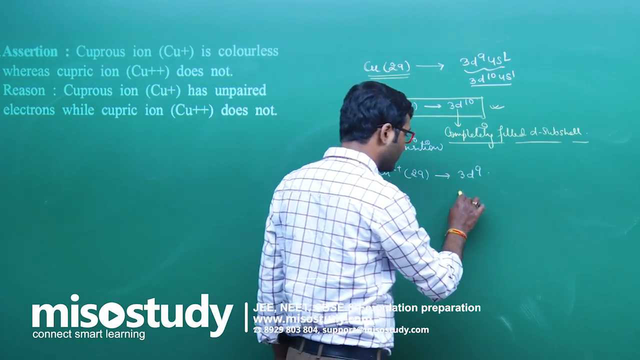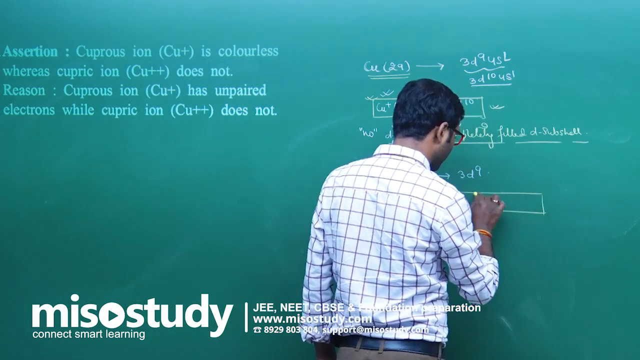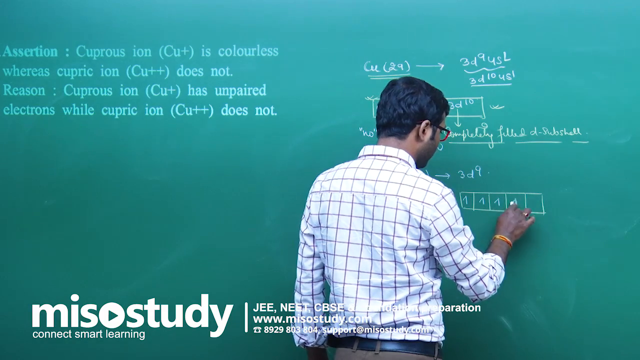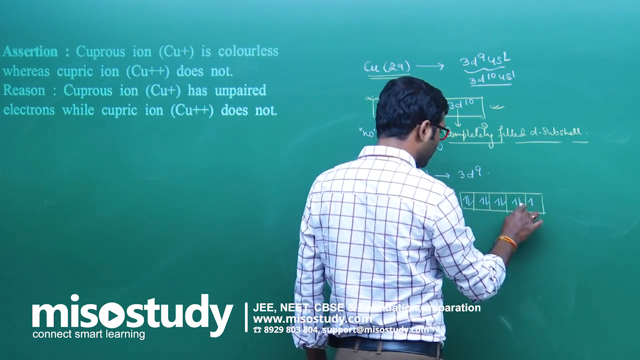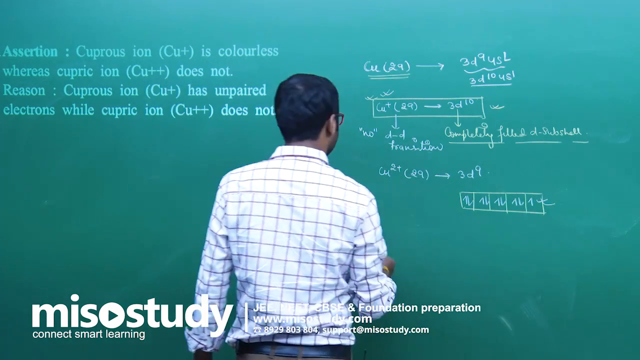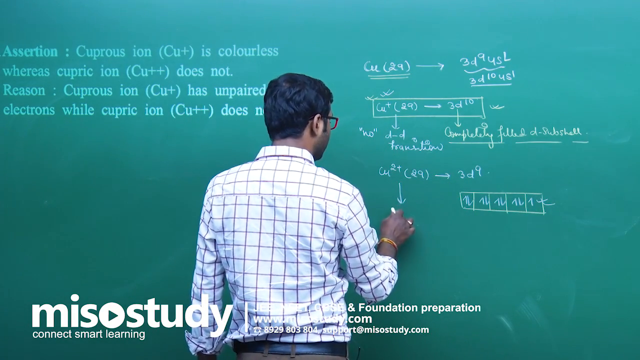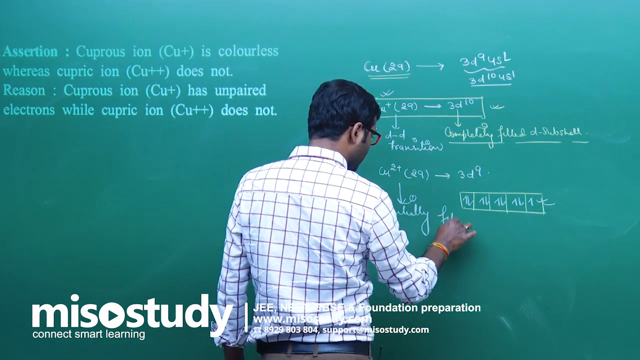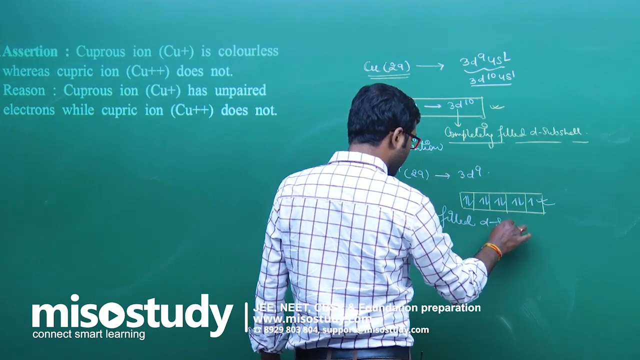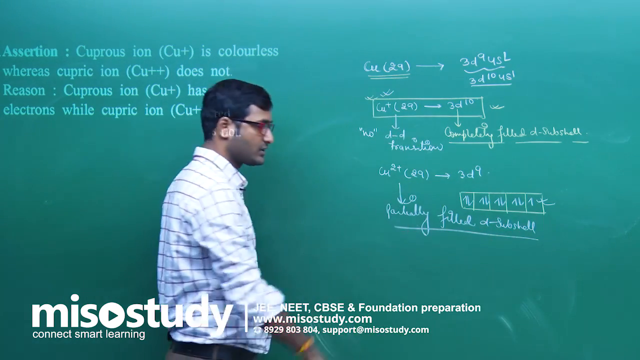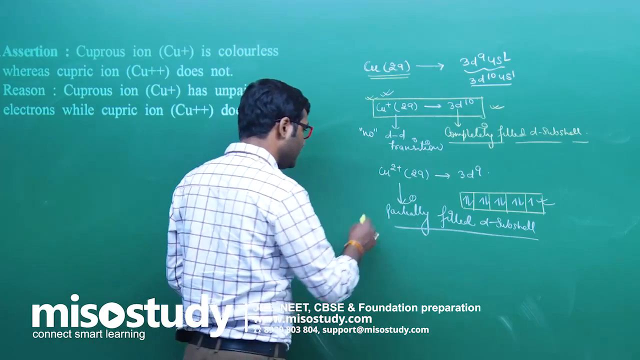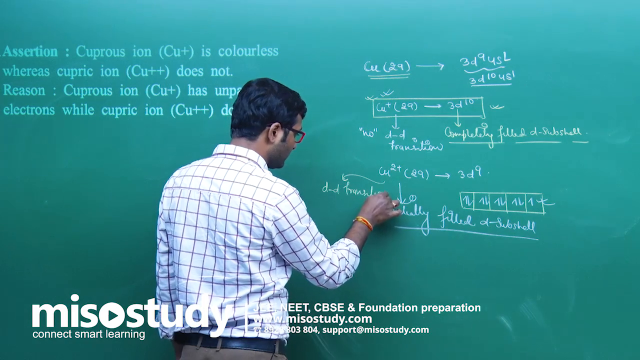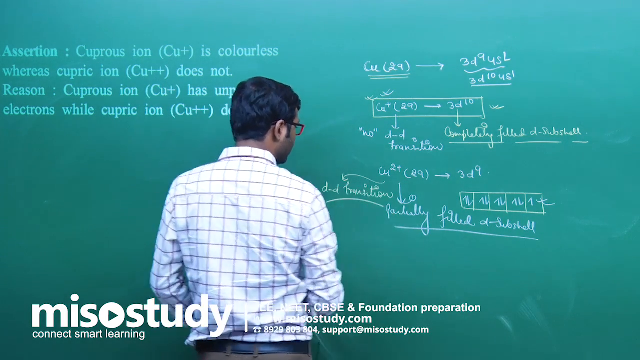Now 3d9 can be written like this: one, two, three, four, five, six, seven, eight, nine. There is an unpaired electron. So we will say here that it is a partially filled d subshell. If they have a partially filled d subshell, then we will say in this case d-d transition takes place.